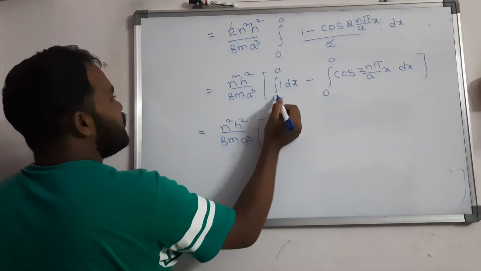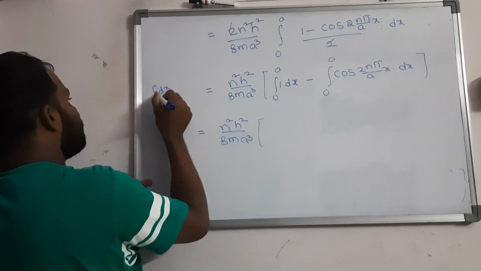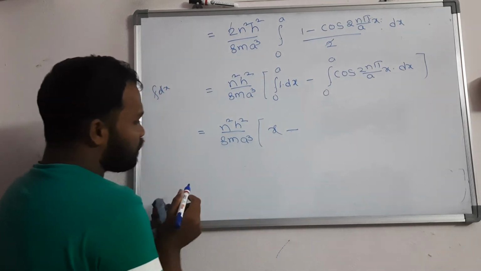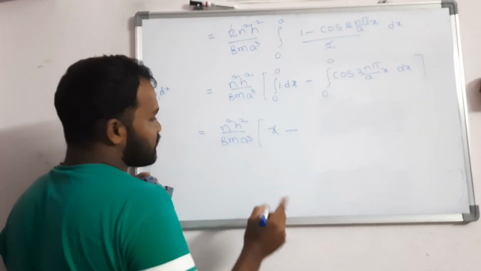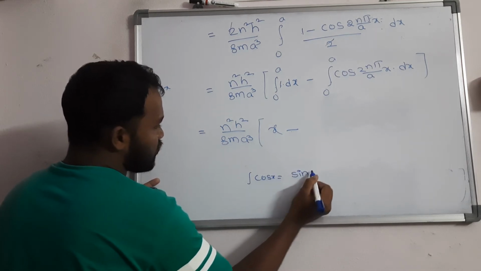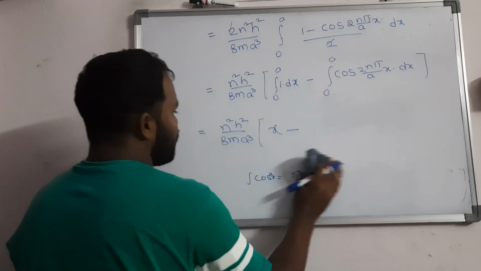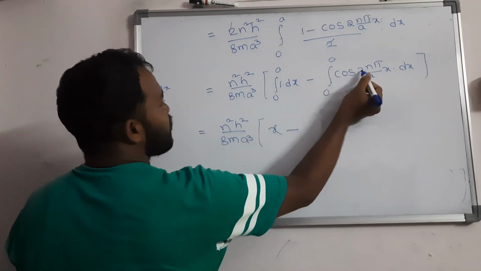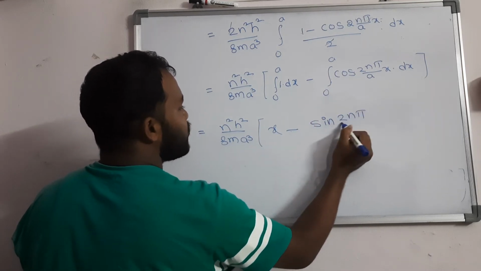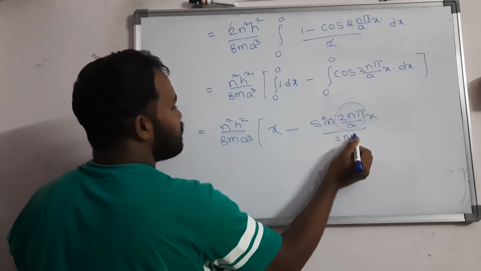Here, integration of dx is x, you will get x, minus integration of cos x formula. Integration of cos x is sin x. Already I told you integration of cos x means sin x you will get. So if it is ax, sin ax by a you will get. Similarly, integration of cos x means same sin x you should write, sin 2n pi by a into x.